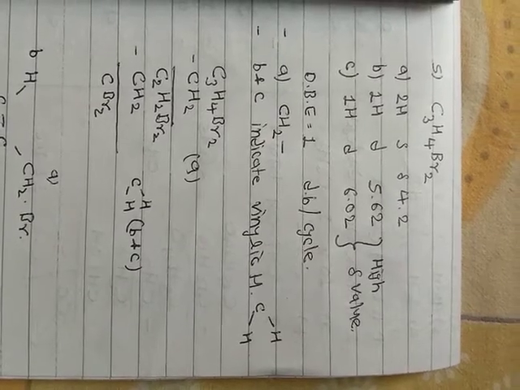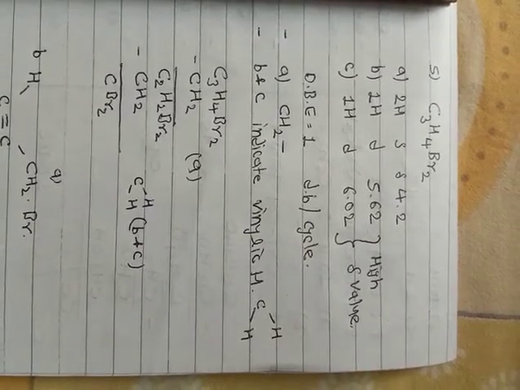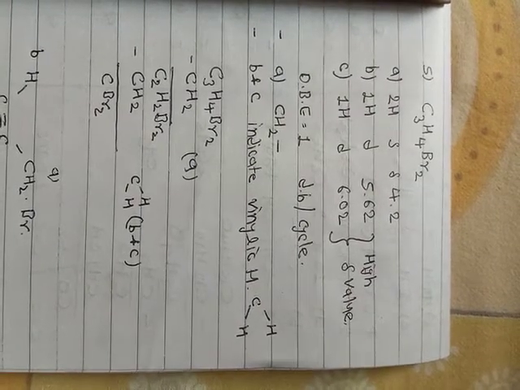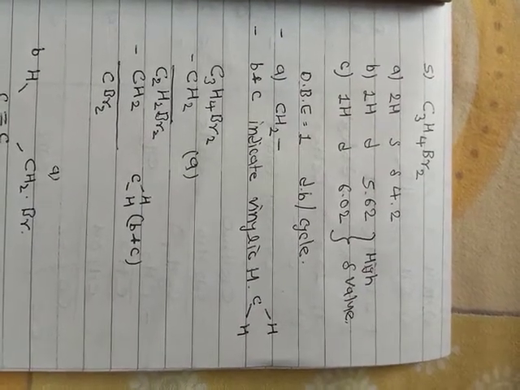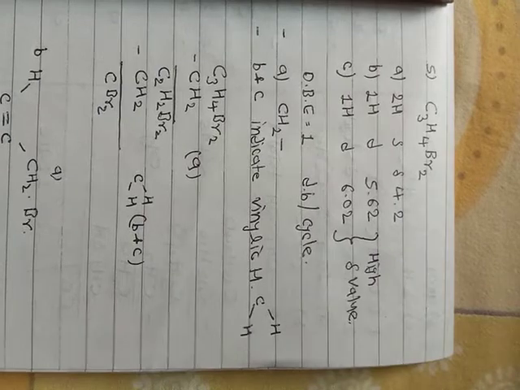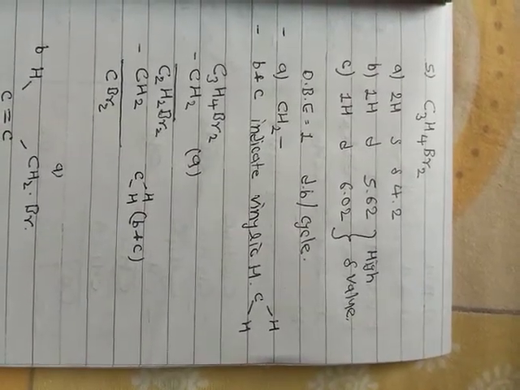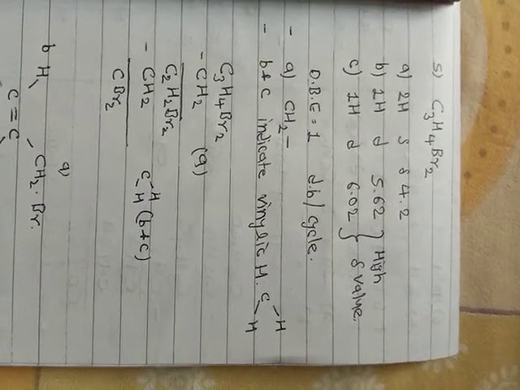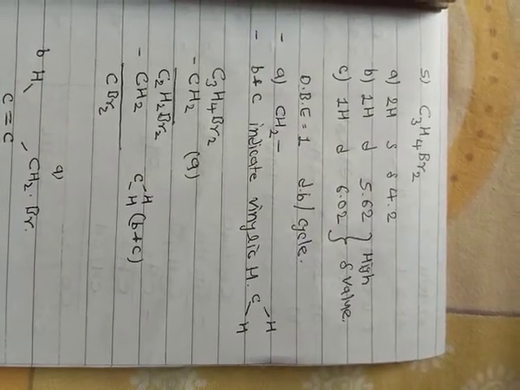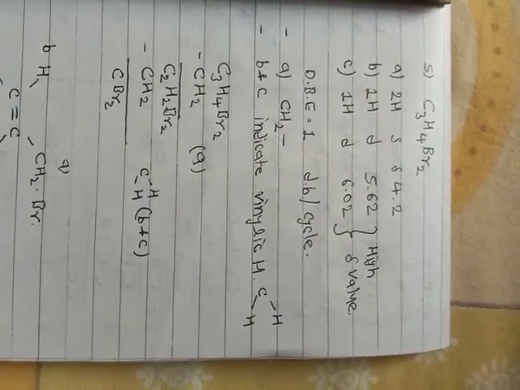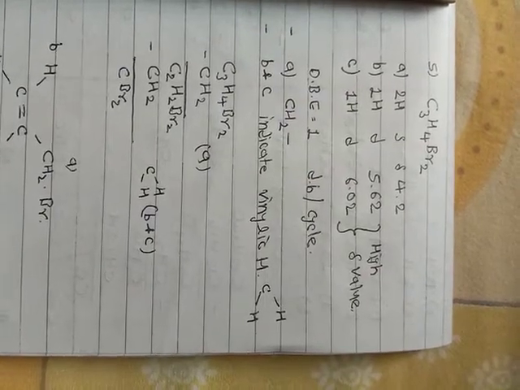Molecular formula C3H4Br2. There are three signals: a singlet of 2H at delta 4.2, a doublet of 1H at a very characteristically high delta 5.62, and again a doublet of 1H at a very high delta value 6.02.